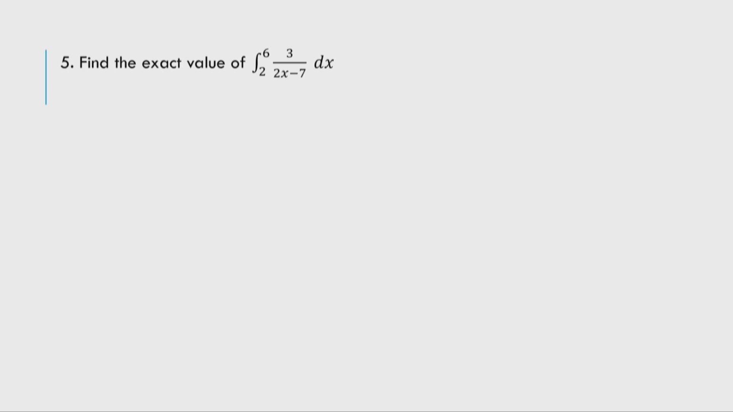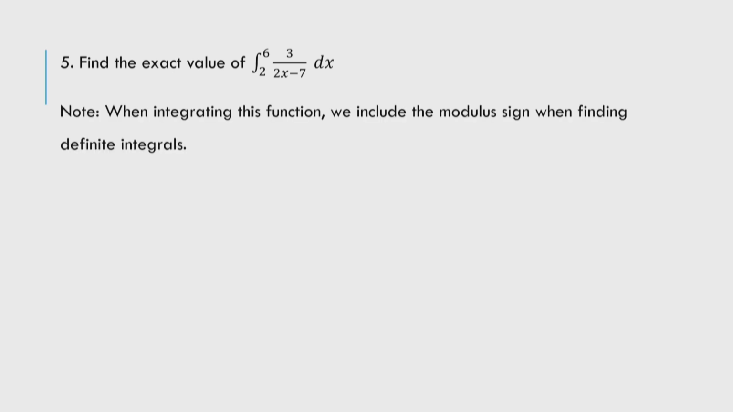Example 5. Find the exact value of integration 3 over 2x minus 7 with respect to x from the limits 2 to 6. Note, when integrating this function, we include the modulus sign when finding the definite integrals. Integration of the function will give us 3 ln modulus of 2x minus 7 over 2, where 2 is the differentiation of 2x minus 7, between the limits 2 to 6.